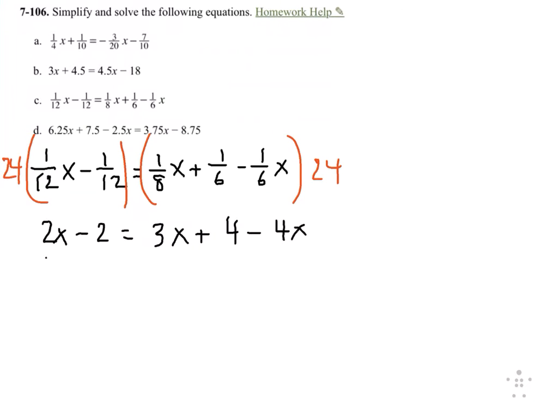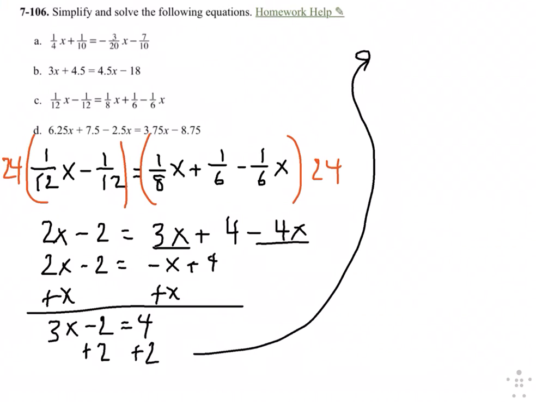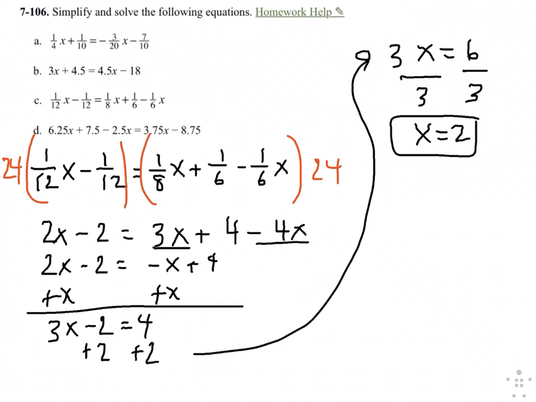Now we combine our like terms. On the right hand side, I have 3x minus 4x, that's negative 1x. Now I add x to both sides, and we get 3x minus 2 equals 4. We add 2 to both sides, and we get 3x equals 6. Divide both sides by 3, and we get x equals 2, and we substitute in to make sure it works.